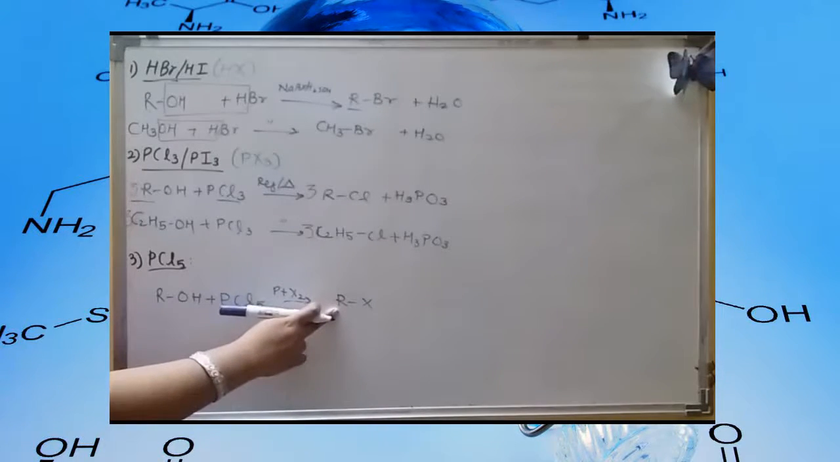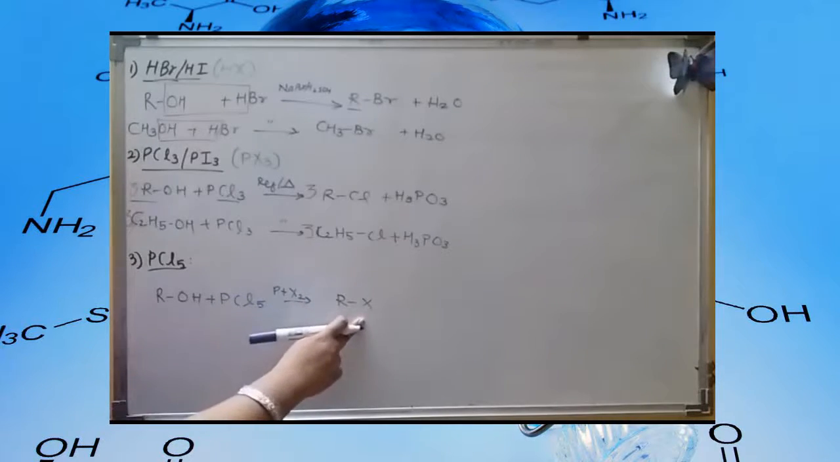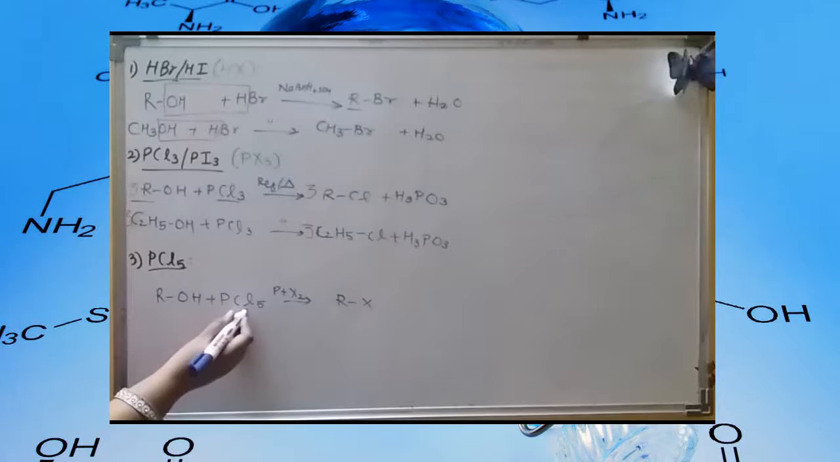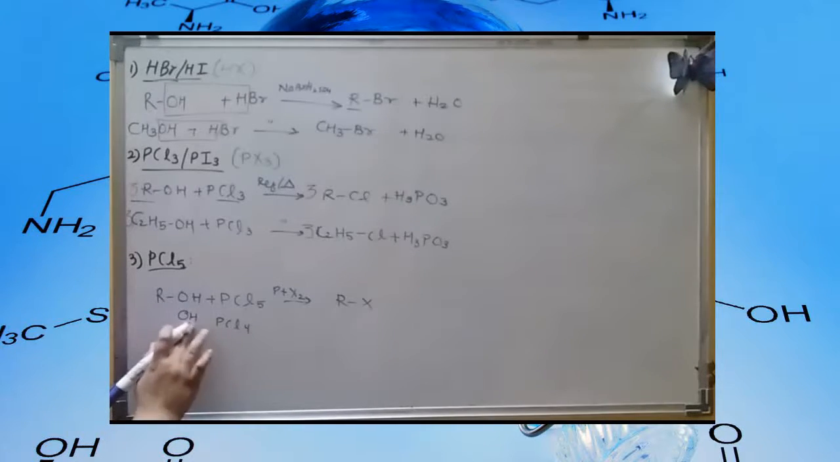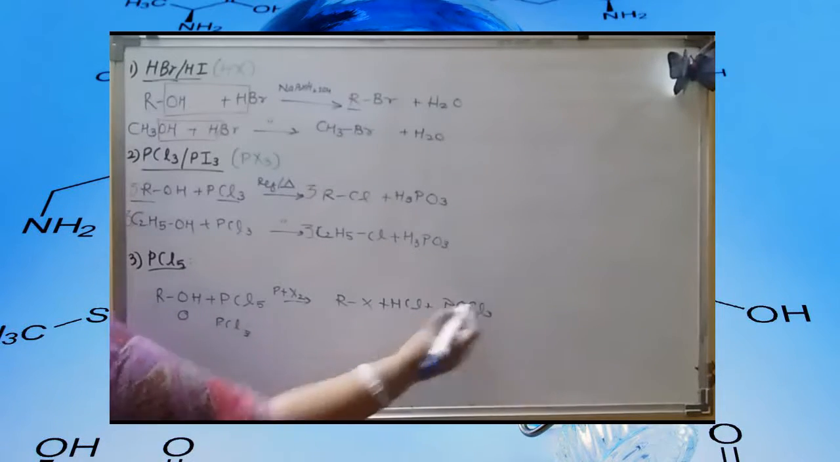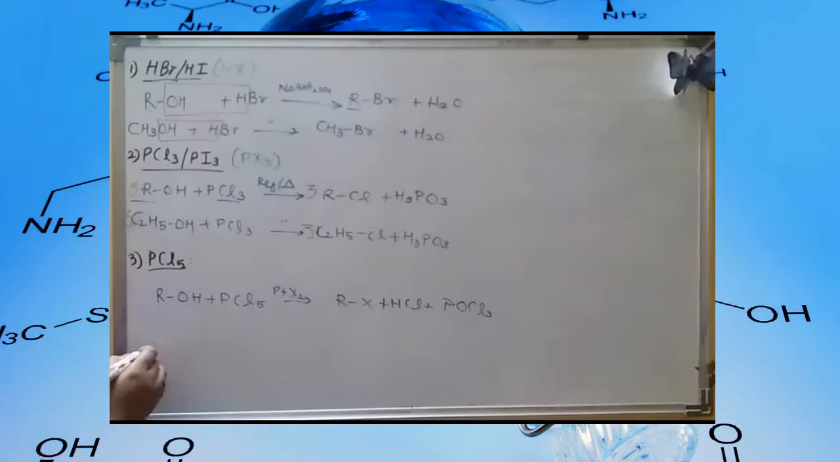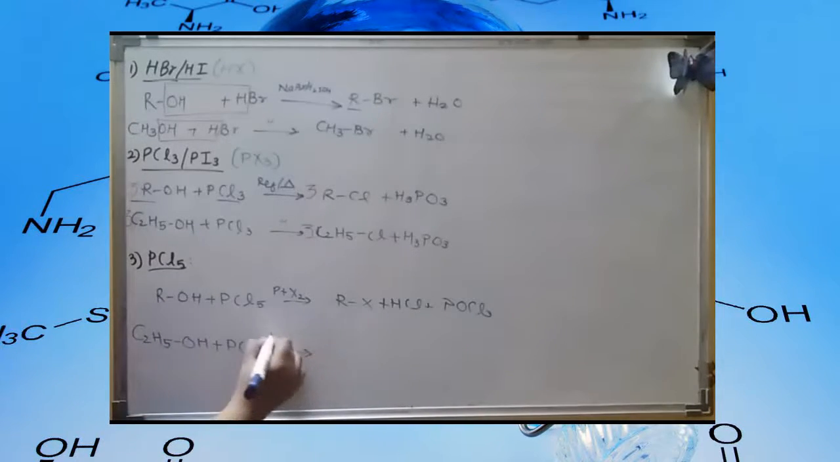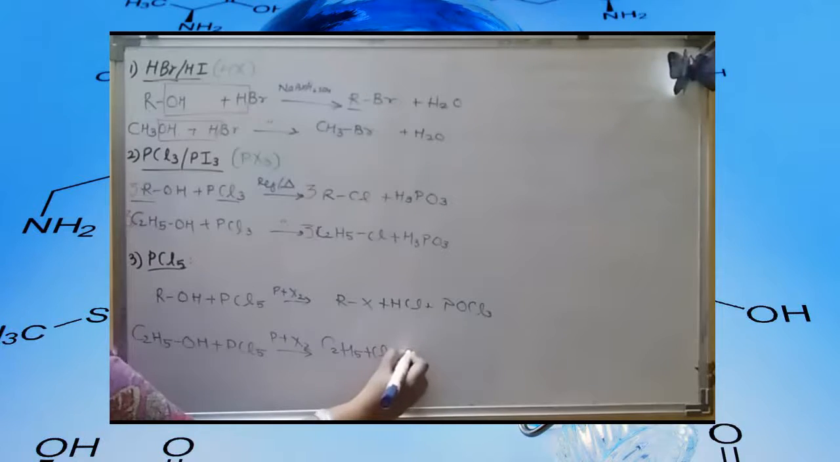When we got R here, X here, we got RCl. What is remaining? OH, PCl4. What we can get? HCl. So that means here we will get HCl plus what will be remaining? POCl3. Again, if we take an example, let us take methyl alcohol plus PCl5 in presence of P plus X2, we get C2H5Cl plus HCl plus POCl3.